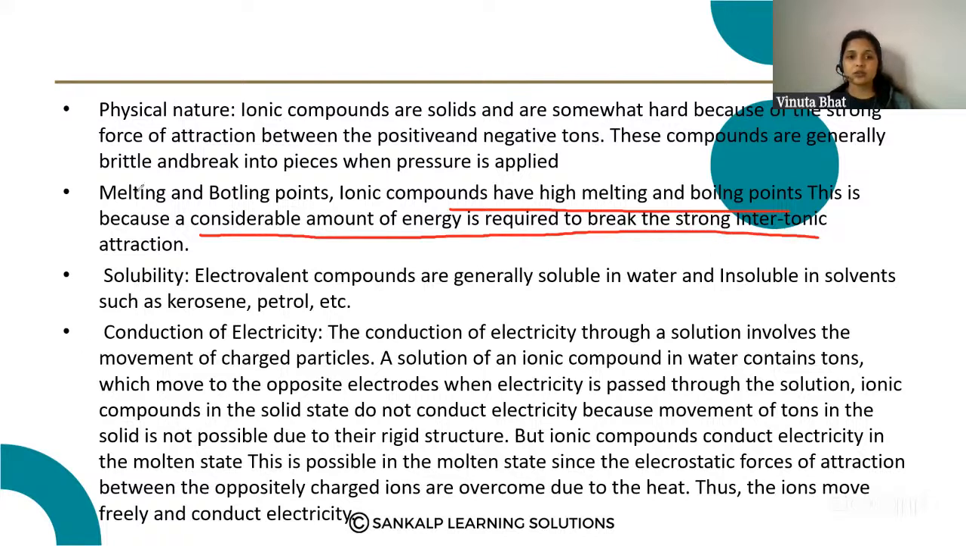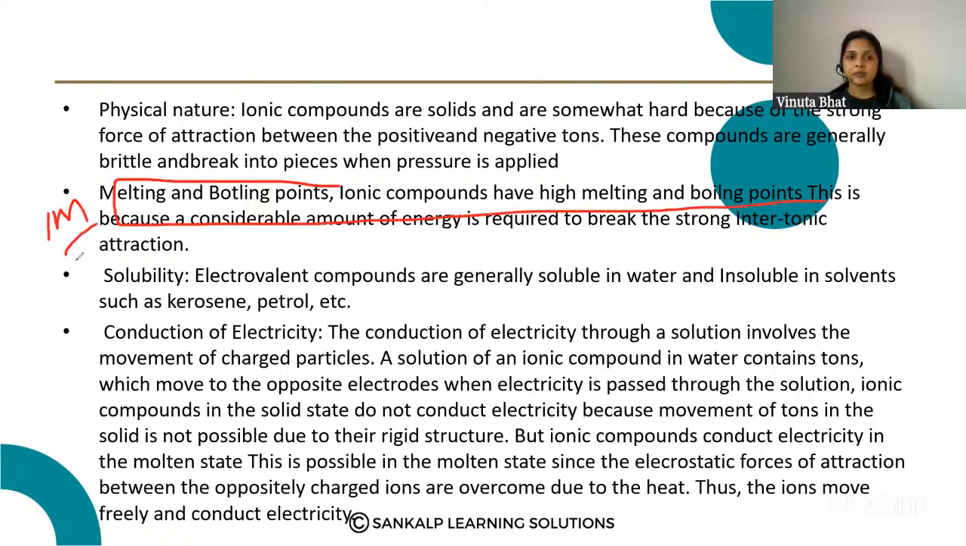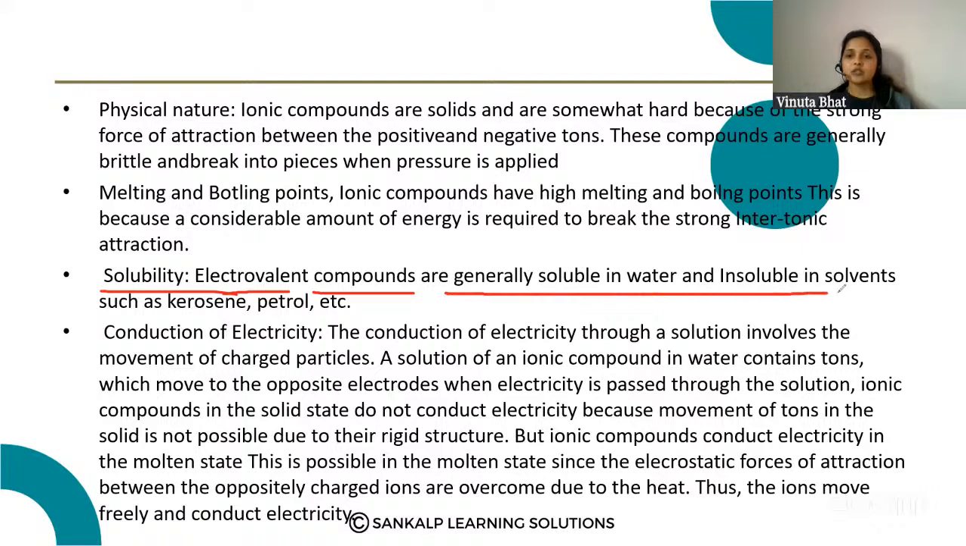So this question may also be asked as a separate question: why do these ionic compounds have high melting points and boiling points? Then solubility. Electrovalent compounds are generally soluble in water and insoluble in solvents such as kerosene and petrol. And then what about the conduction of electricity? So these are the five important characteristics of ionic compounds.